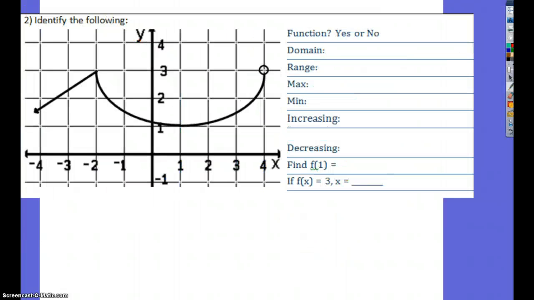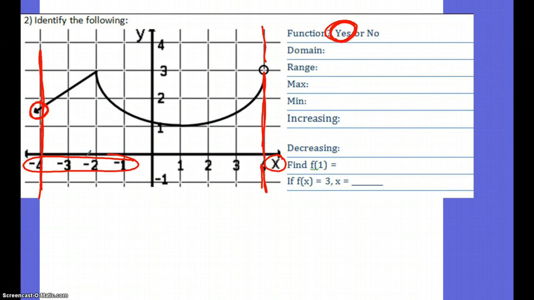Next problem, number 2. Identify the following. Function yes or no. If you draw your straight vertical line up and down, is there anywhere it hits twice? The answer is no, so that's a good thing. That means yes, it is a function. Domain. Domain is x. So we're going to come from the very most left you can go on the graph, which in this case, there's an arrow, and all the way over to the very right on the graph, the farthest you can go. So we've got negative infinity because these numbers on the left are negative.